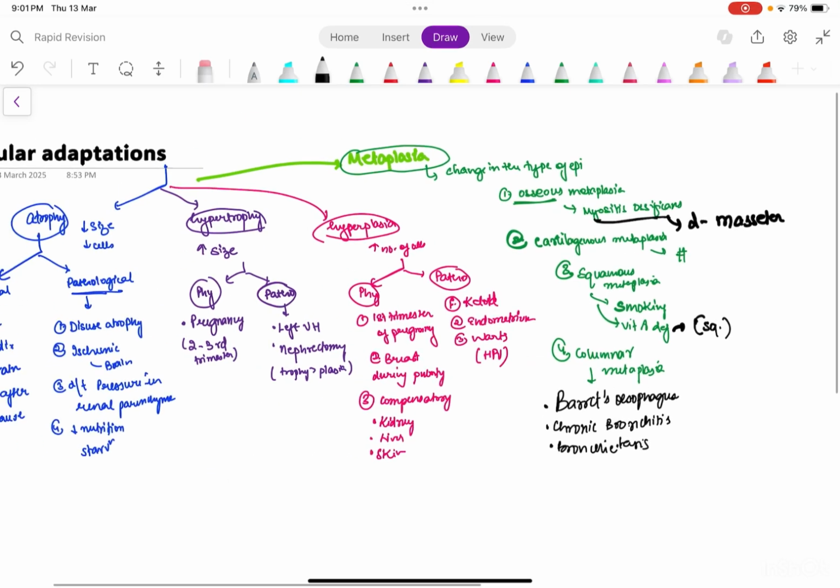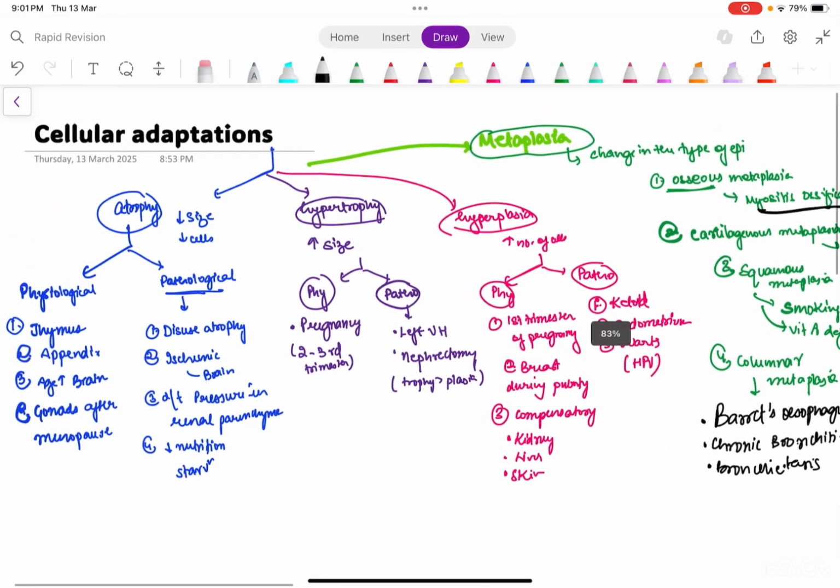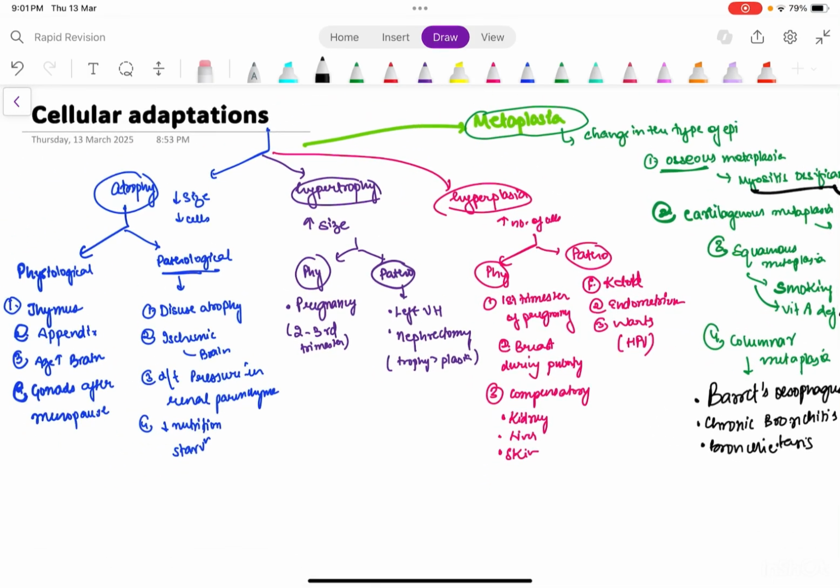Okay, so this completes the cellular adaptations, and I hope it was useful. You just need to know the examples well for the MCQs, and the basics are clear. Here in physiological we can also write exercise, the muscle pump, right? So these are the examples of cellular adaptations.